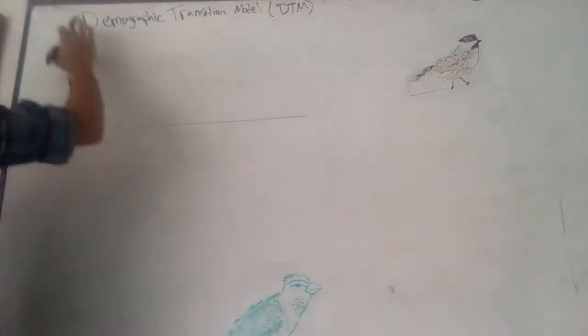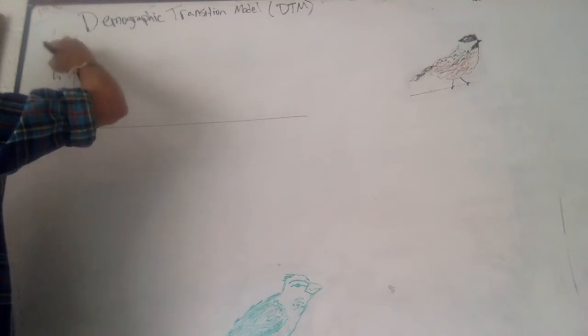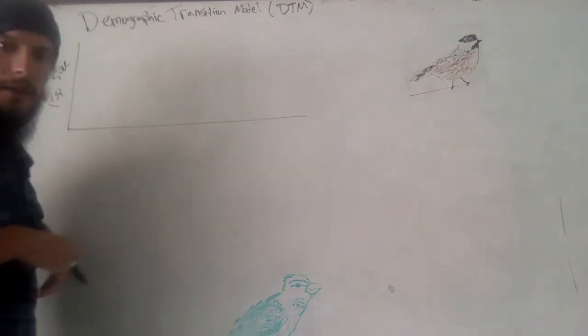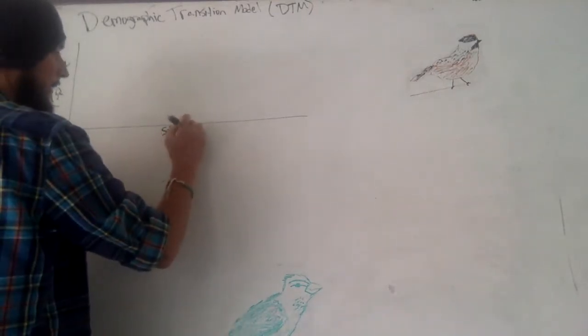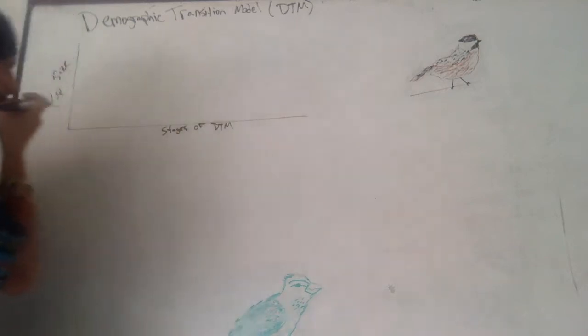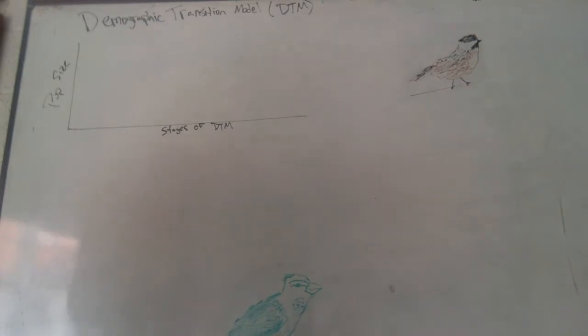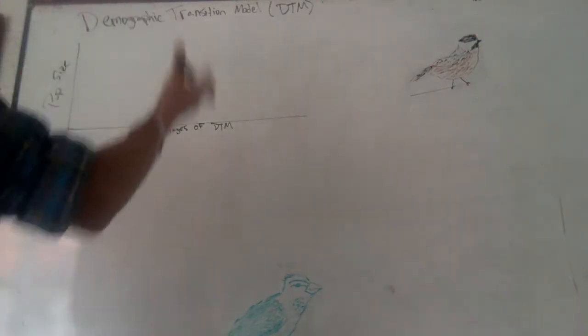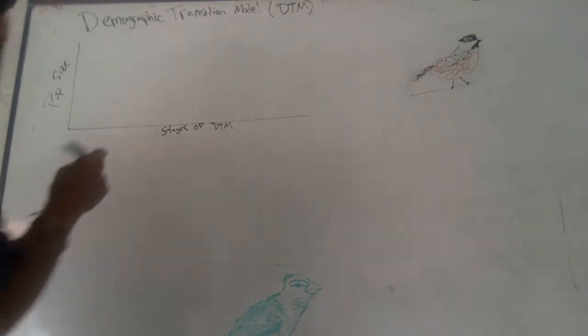So on our axis here, we're going to have population size or number of people. And then on the bottom here, we're going to have stages of the demographic transition model, stages of DTM. As always, let me know if there's anything that you can't read. I know sometimes I have messy handwriting, but I'll try to say what I'm writing at the same time. So hopefully you can get it one way or another. And we're going to plot out a few different things here.